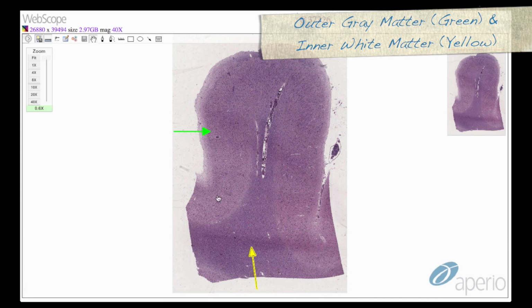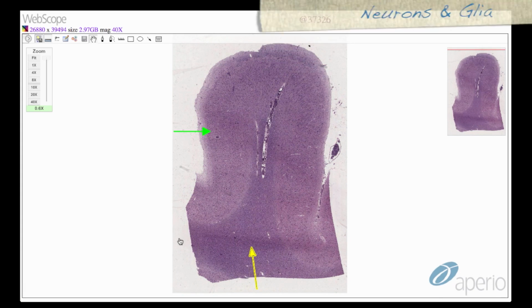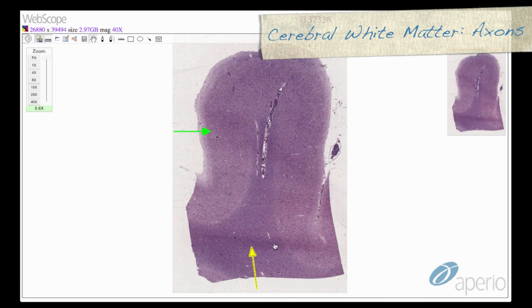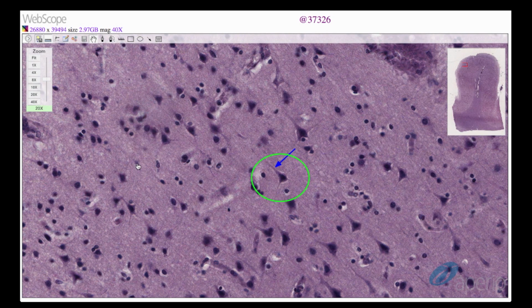The gray matter and the white matter can be seen at the green and yellow arrows respectively. The gray matter of the cerebrum contains 6 visible layers and is comprised of neurons and glia. The white matter of the cerebrum is comprised primarily of axons. We have now zoomed in on the gray matter.